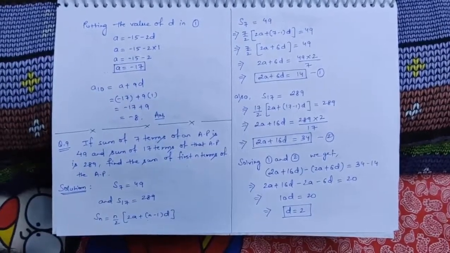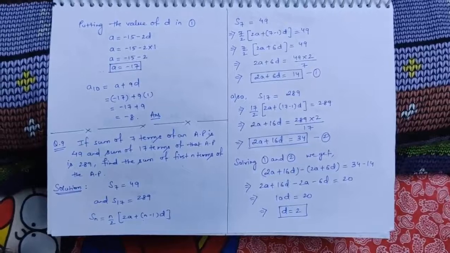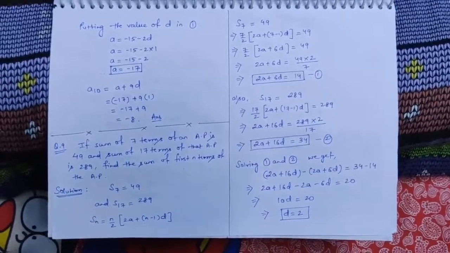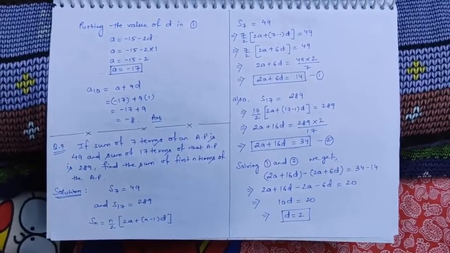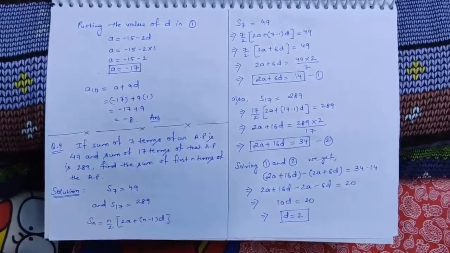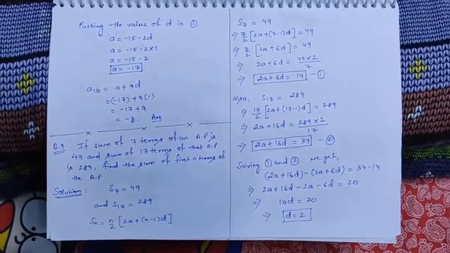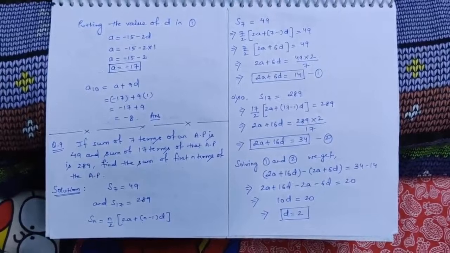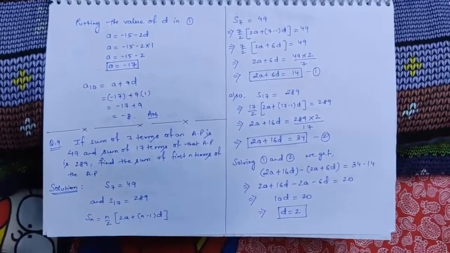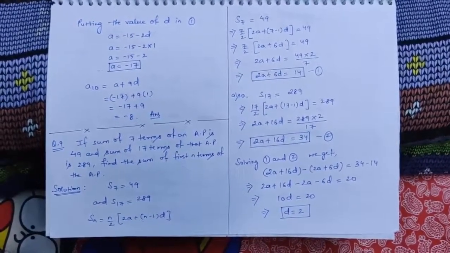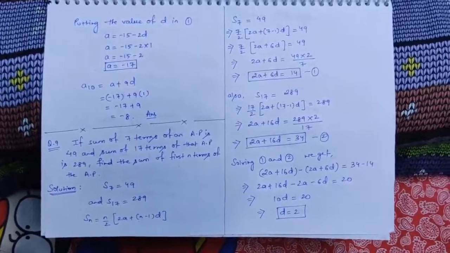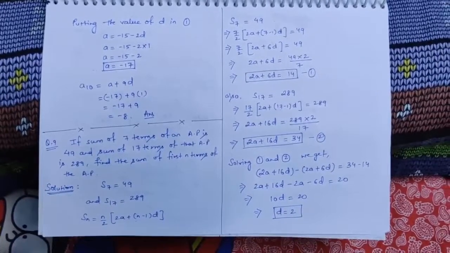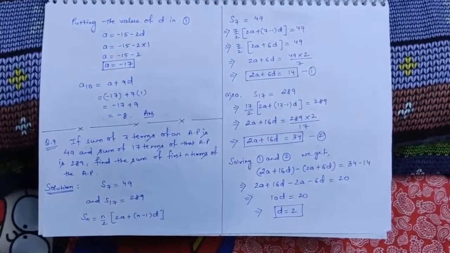Now we'll see how we'll solve it. S7 is 49 and S17 is 289. We know the formula of Sn, which is n by 2 multiplied by 2a plus n minus 1 into d. Then S7 can be written as 7 by 2 multiplied by 2a plus 6d, as we have substituted the value of n as 7. Then simplifying, I got 2a plus 6d is equal to 14. Similarly for S17, I have applied the value of n as 17 and I got 2a plus 16d is equal to 34.